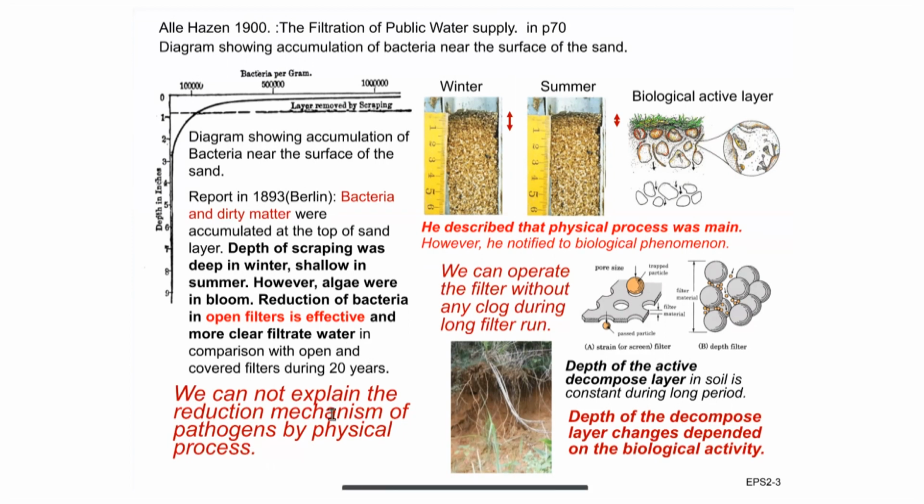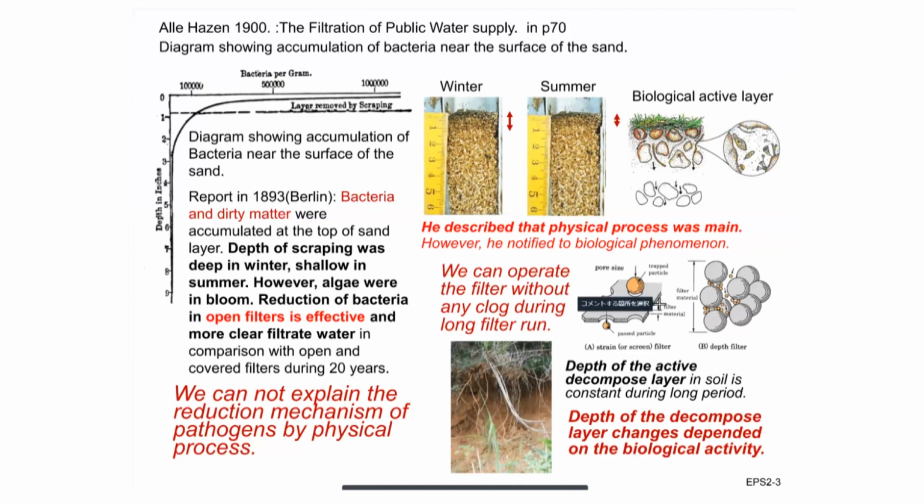They said, we cannot explain the reduction mechanisms of pathogens by only the physical process. So it is dirty in winter, and the scraping is shallow in summer. This depends on the biological activity. He described that the physical process was the main one. However, he noticed the biological phenomenon. We can operate a filter for a long time without any clog.